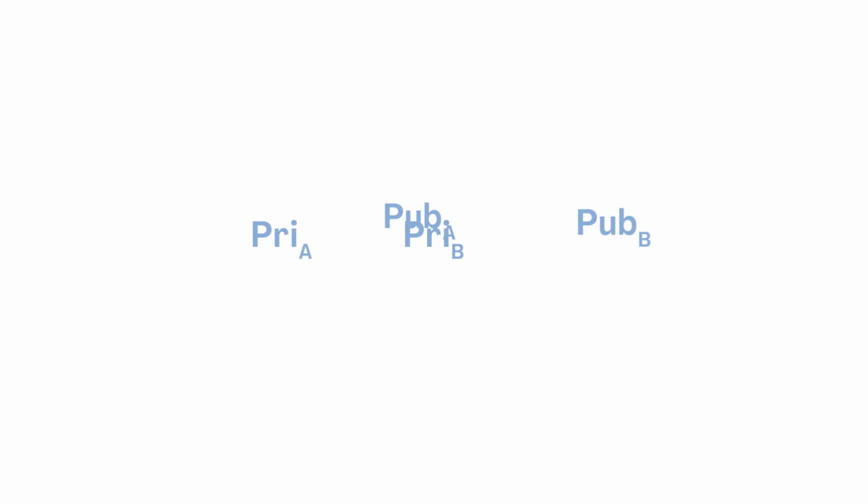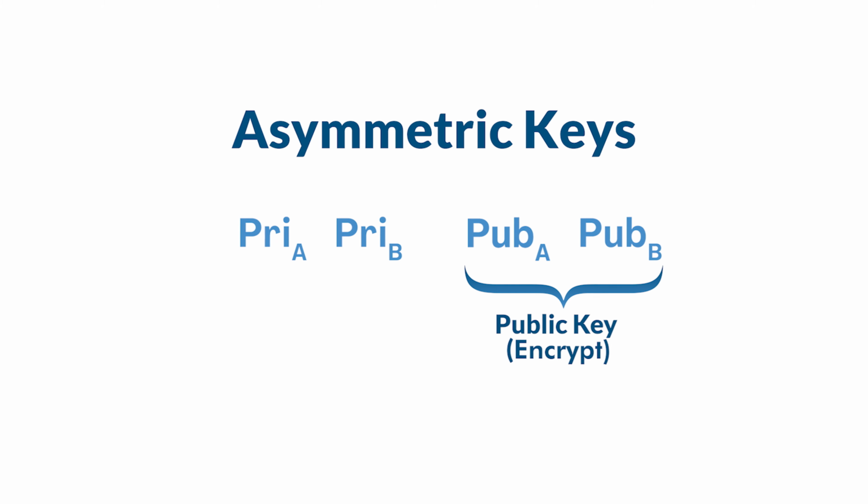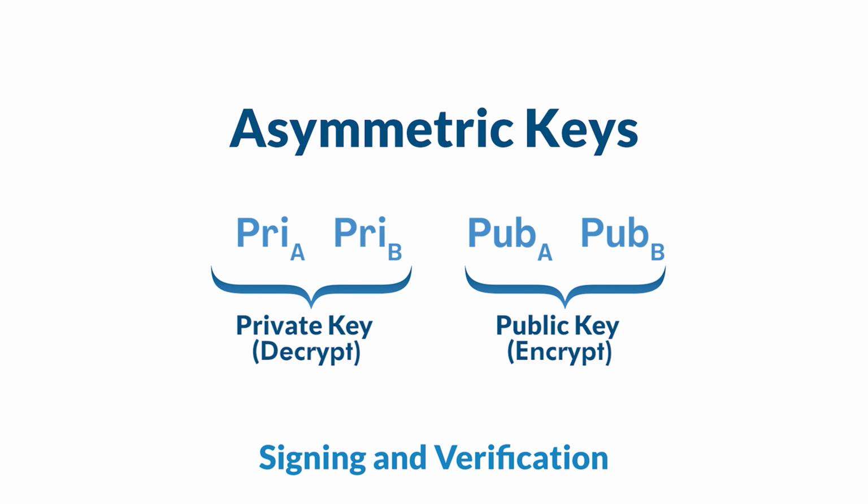A public-private key pair is called asymmetric keys because we use the public key to encrypt the message and then the private key to decrypt it. Similarly, these public and private keys are used for signing and verification.